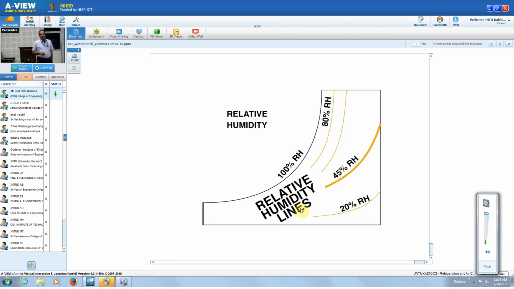Then the relative humidity line. These are the curved lines. The relative humidity is the moisture content. If you know the relative humidity and the dry bulb temperature, you can locate the point where these two meet, and with that reference point we can take the remaining terms also. This is the 100% RH line, and slowly the percentage reduces.